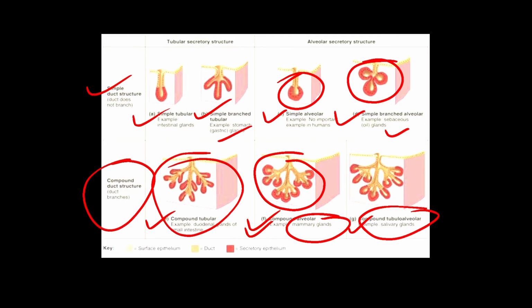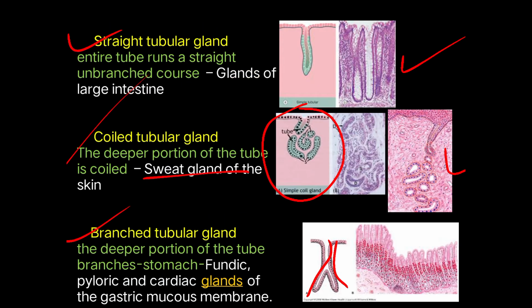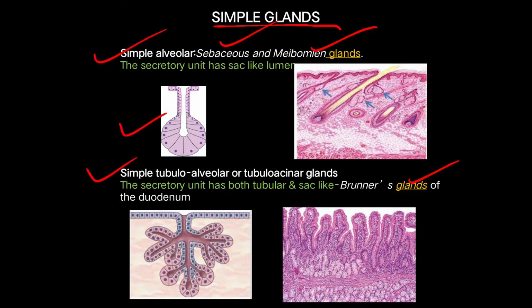Here you can see the compound tubular gland, and here you can see the tubulo-alveolar also. They are compound tubular or tubulo-alveolar also. In some animals there is a differentiation.